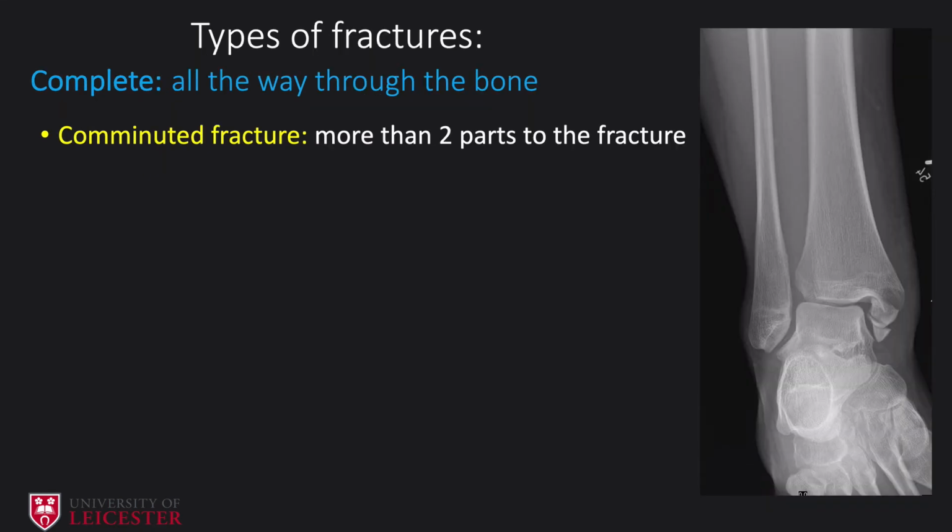The last one is a comminuted fracture. This type of fracture is usually composed of more than two fracture fragments, and here you can see a comminuted fracture of the medial malleolus of the distal right tibia, which is composed of more than two fracture fragments.